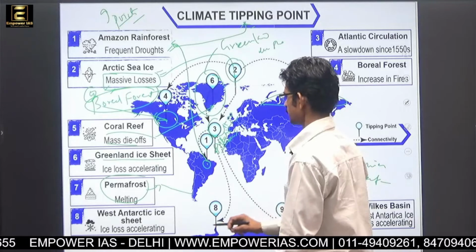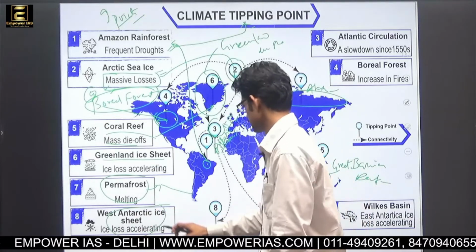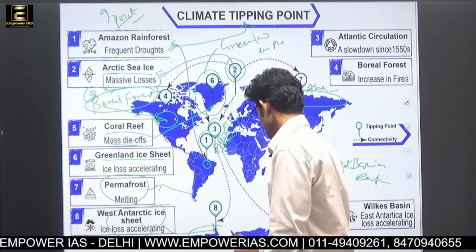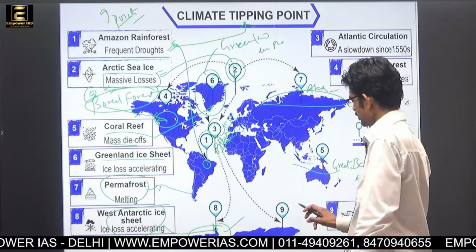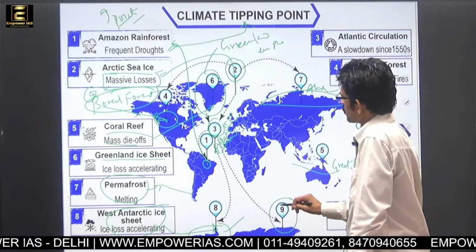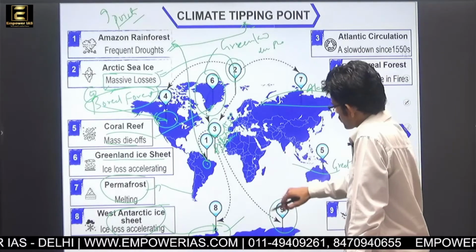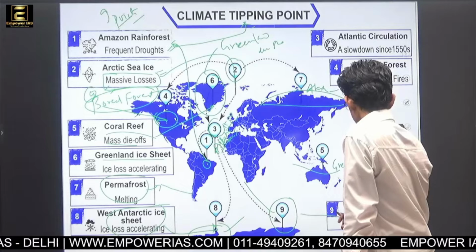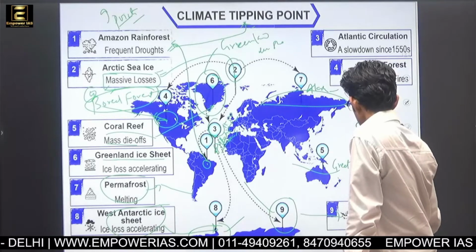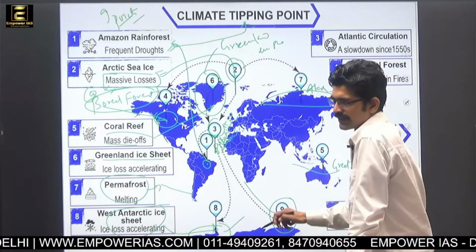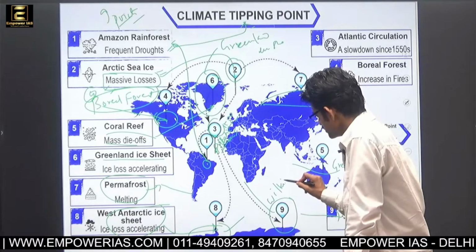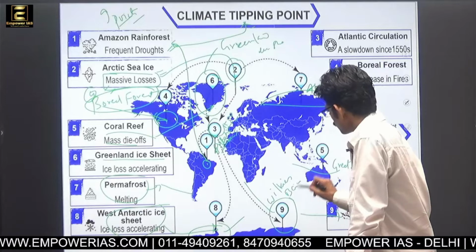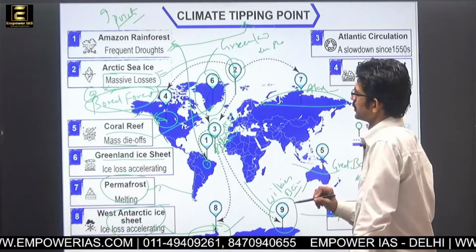Then eighth is the West Antarctic ice sheet. Antarctic में भी constant ice sheet बनी हुई है, that is the 8th point. The 9th point goes again for the Atlantic Ocean, and it is the Wilkes Basin in the Eastern Atlantic region, which is a part of the Atlantic circulation. So these are the 9 important tipping points.